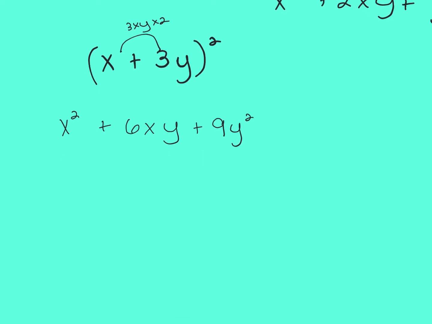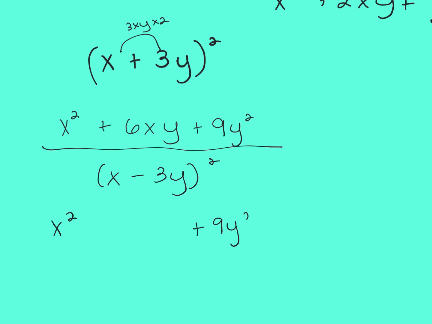If I changed it so that it was negative, how does it change my answer? X squared again. Positive 9y squared. Now the product is negative though, right? So if I did 2 times negative 3xy, my middle term is negative 6xy.